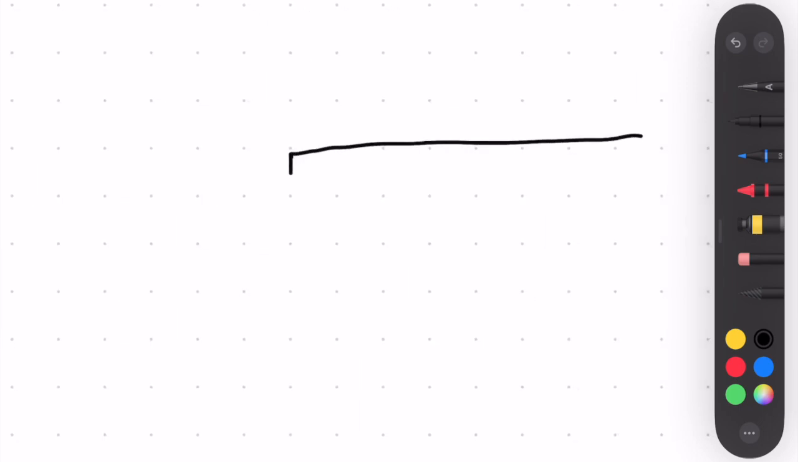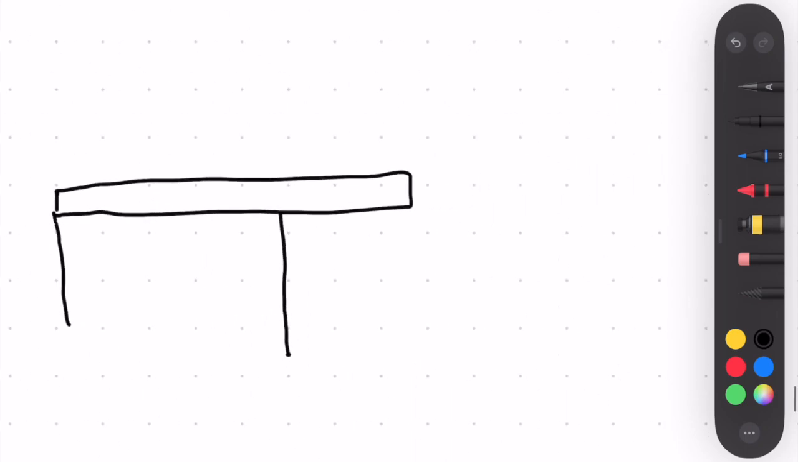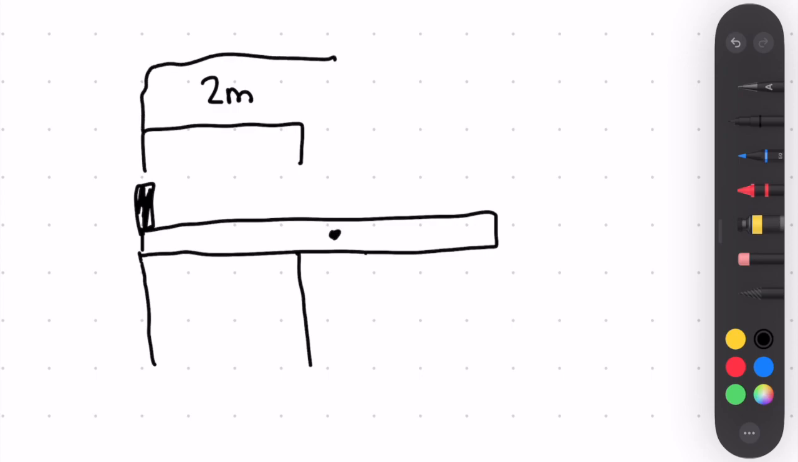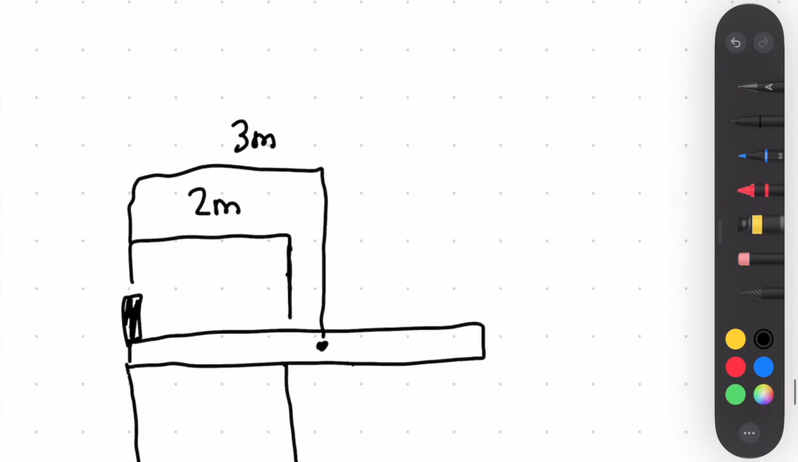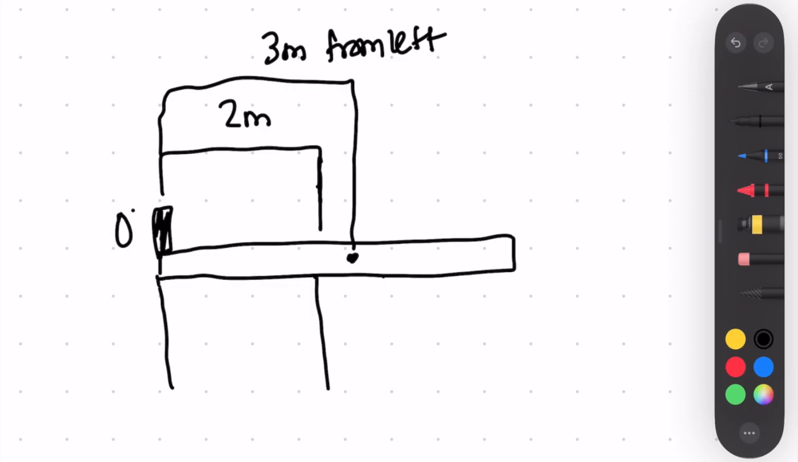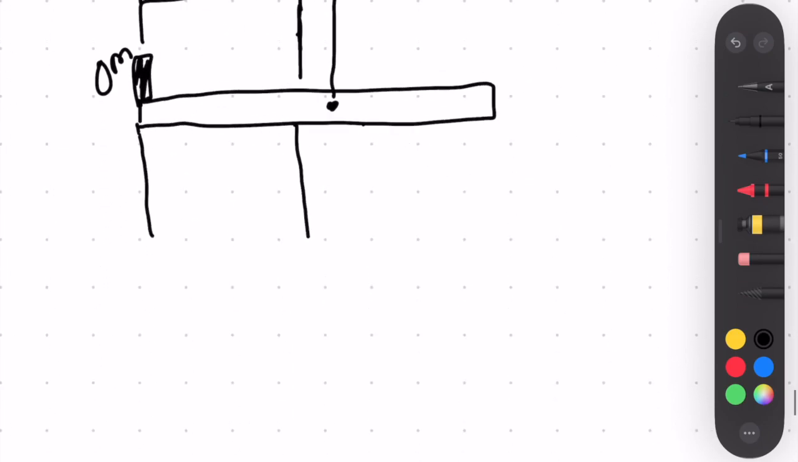So let me draw it here real quick. Here's this board right here, right? Actually, let me adjust this drawing a little bit more. So here's our brick. From here to here, that's 2 meters. From here to the center of gravity of the board, that's 3 meters, measured from the left. If we're measuring from the left, we're saying that this is 0 meters. I'm getting the 3 meters because this is a 6 meter long board. This whole thing is 6 meters.